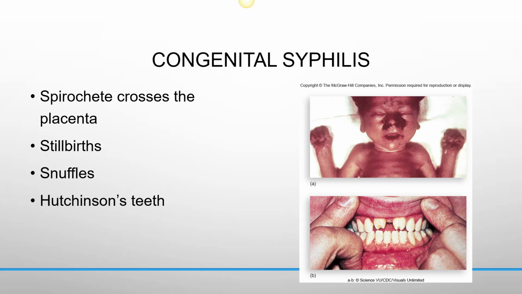They completely destroy the nasal cavity so that the animal, or the person in this case, cannot breathe. Hutchinson's teeth, so permanently they have these little indentations in their adult teeth.